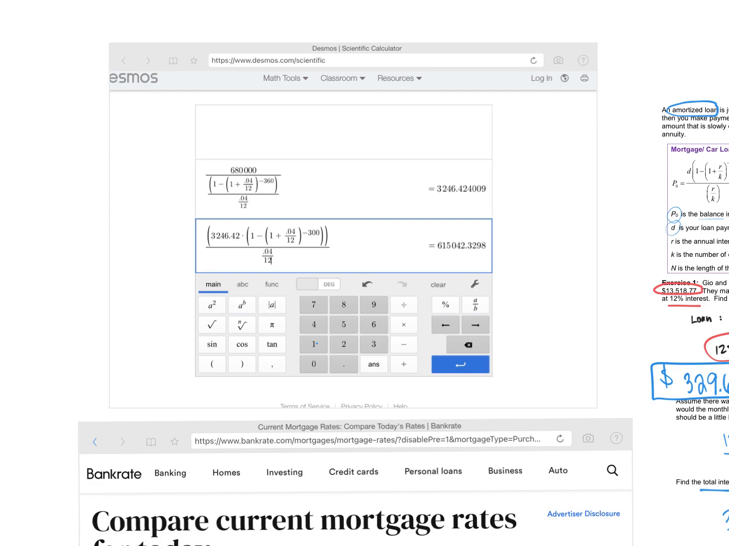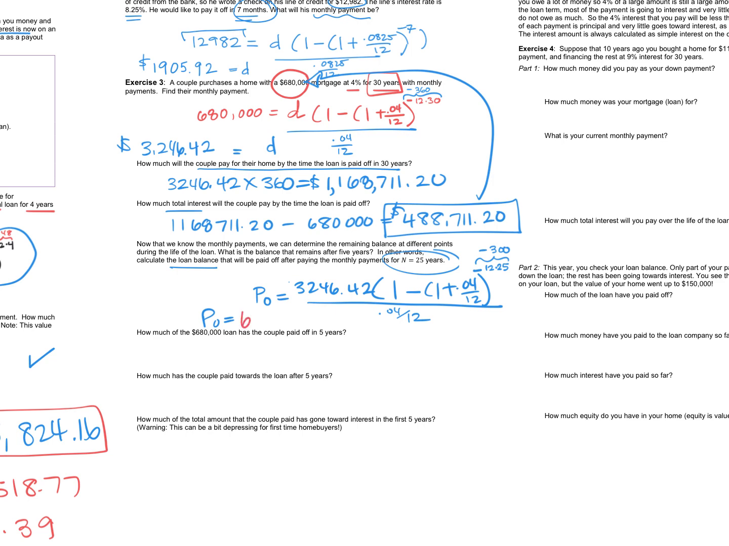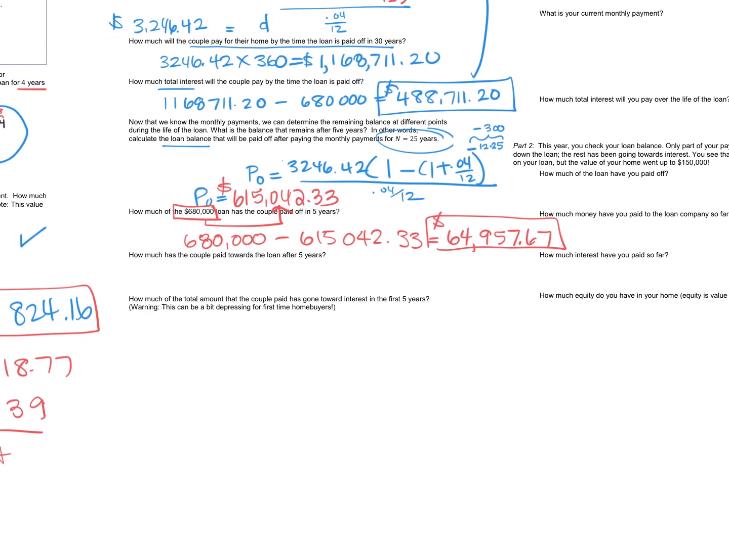$615,042. And I'll type that in here. So $615,042 and 33 cents. And so of that $680,000, I'm still going to owe that much. So if I want to calculate how much I have paid off in 5 years, I can just subtract those two numbers. And when I subtract those two numbers, I end up with $64,957.67. So that's how much I've paid off over the course of 5 years.